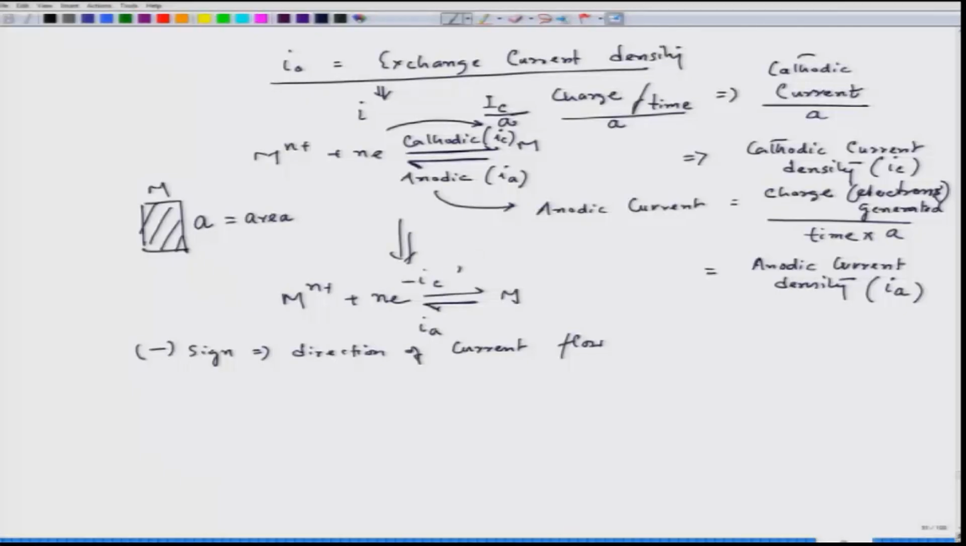Now, we also see that this is proportional to the deposition rate per unit area per unit time, and this is proportional to the dissolution rate per unit area per unit time. So, this is the corrosion rate.